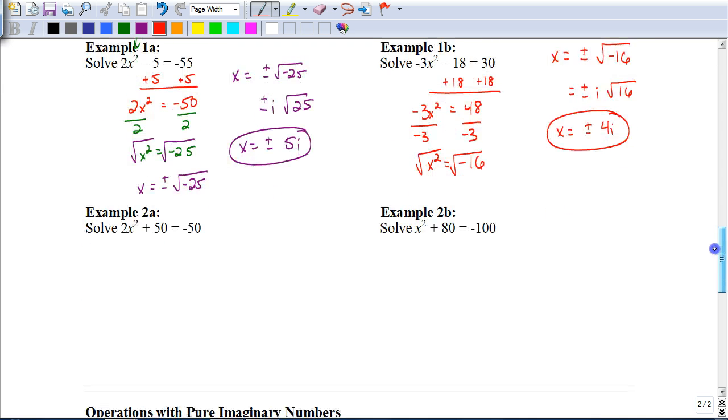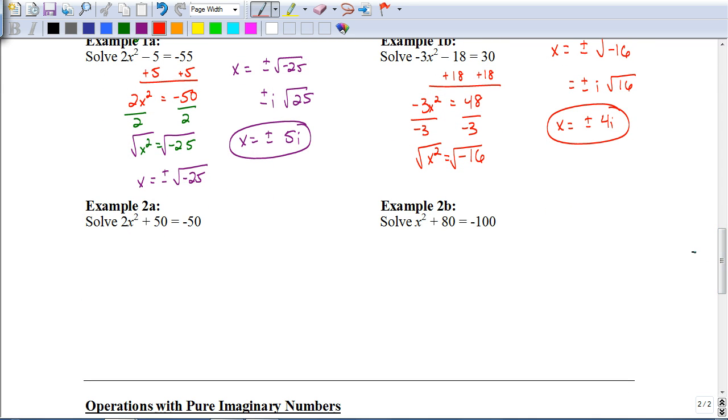Okay, let's look at another one together. It says solve 2x squared plus 50 equals negative 50. So I'm going to start out by subtracting 50 from both sides. Negative 50, oops, negative 50 minus 50 is not 0. Negative 50 minus 50 is negative 100. Again, don't take the square root of both sides, you'll get the answer wrong. We have to divide both sides by 2, giving me x squared equals negative 50.